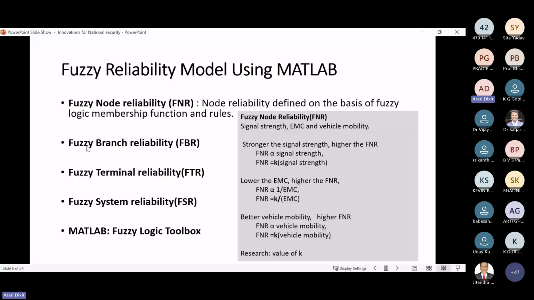Let me give you a quick glimpse of what is possible, what the different factors are that can be incorporated or are incorporated for fuzzy node reliability.